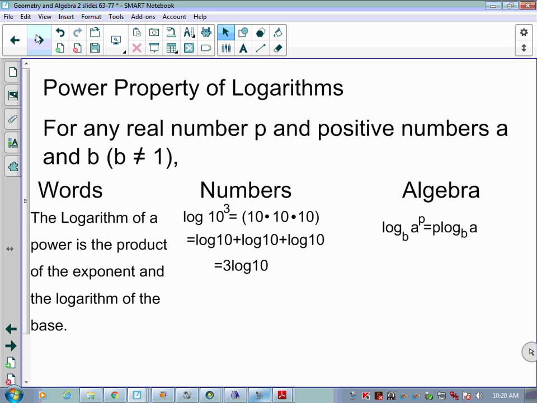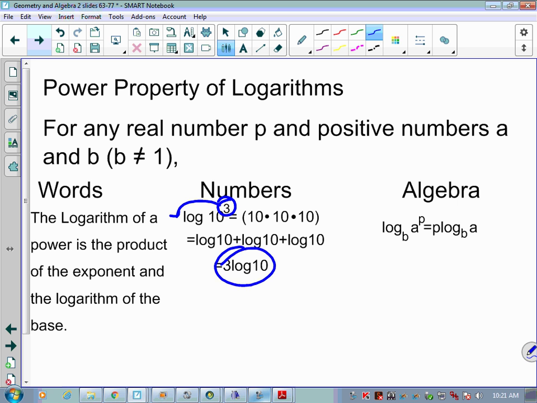Finally, we have the power property of logarithms. So we're taking logarithms to a power. For any real number p and positive numbers a and b, where b does not equal 1, the logarithm of a power is the product of the exponent and the logarithm of the base. So if I have log of 10 cubed, that equals log of 10 times 10 times 10, or log 10 plus log 10 plus log 10. Because remember, multiplication becomes addition as I split them up. And it's going to become as many 10s as I have. Or essentially, remember that I said that we can take this exponent and move it forward, which is how we get 3 log 10 as a different form. If I have log base b of a to the p, then I can move the p out front and get p log base b of a. So that exponent can move out front and become the coefficient of the log.